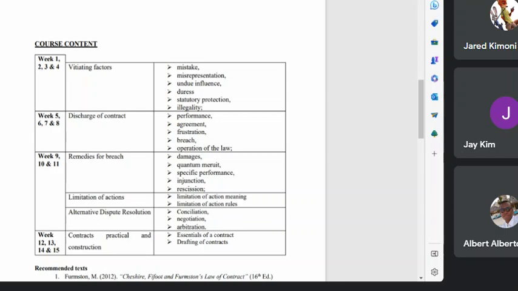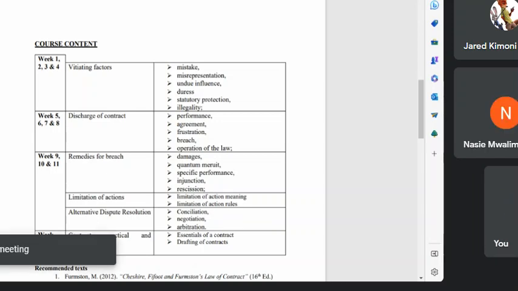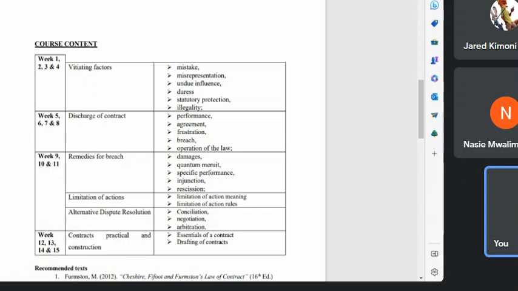I don't know if you have the two cases. On my side, I have two cases also, but not those ones. Yes, you can add. Maybe I add. I don't know if you have Attwood versus Small. If you don't have, I can go through it. Yeah, please go through it.